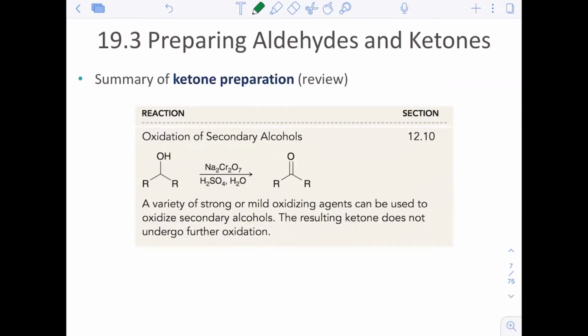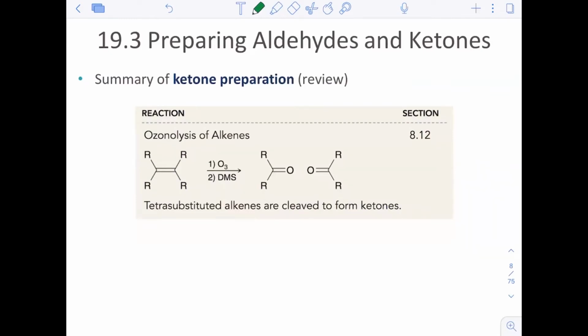Now with our ketone preparation, again, review, very similar ones that we had seen before, just going straight to the ketone. Oxidation of secondary alcohols. Again, we have an alpha carbon with one hydrogen. We can't use PCC on this one as readily. You can, but it's not as good. Sodium dichromate in acid solution, right? So this is a strong oxidizing agent. PCC would be the mild oxidizing agent. It can be used, but here we're just showing go big or go home. And it converts that alpha carbon to a ketone.